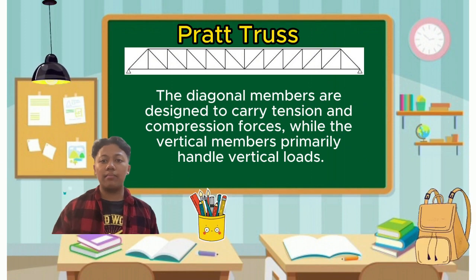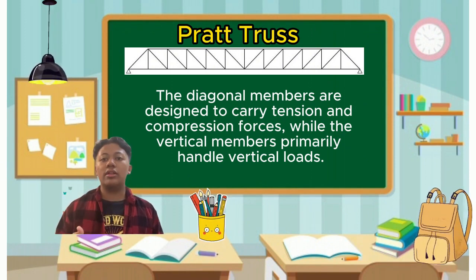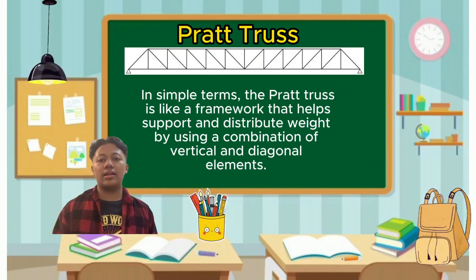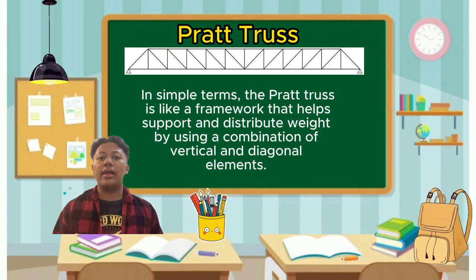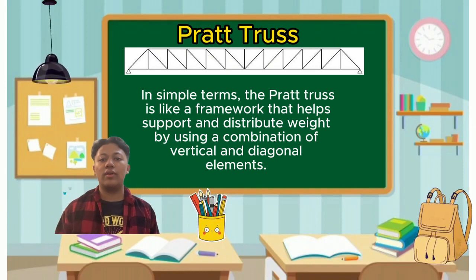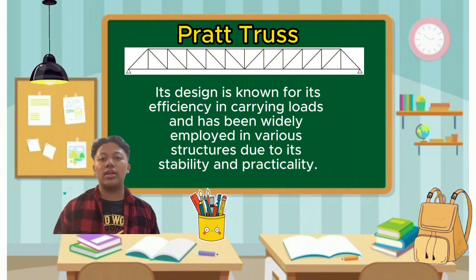The diagonal members are designed to carry tension and compression forces, while the vertical members primarily handle vertical loads. In simple terms, the Pratt truss is like a framework that helps support and distribute weight by using a combination of vertical and diagonal elements. Its design is known for its efficiency in carrying loads and has been widely employed in various structures due to its stability and practicality.